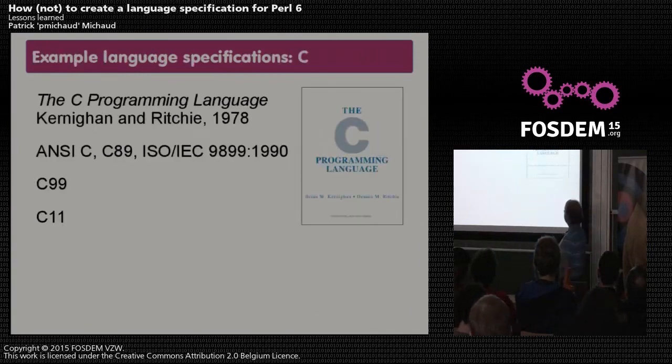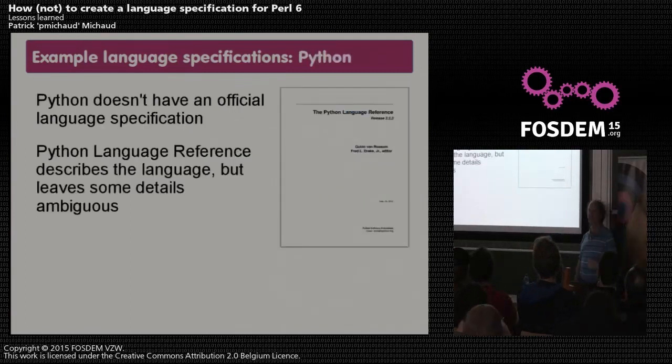So again, here are some example ones. I mentioned C already. The C programming language, originally from Kernighan and Ritchie in 1978. And then you go to ANSI C, which became C89, which became an ISO standard, and then became C99 and C11, and so on down the list. Python is another one that doesn't really have a formal language specification, but they do have the Python language reference that's kept up to date by a variety of things. If I looked at it, I'd say, oh, that's pretty close to a specification. It describes the language, but even it admits that there are quite a few details that are left ambiguous to give some room to the various implementations of Python to do things slightly differently.